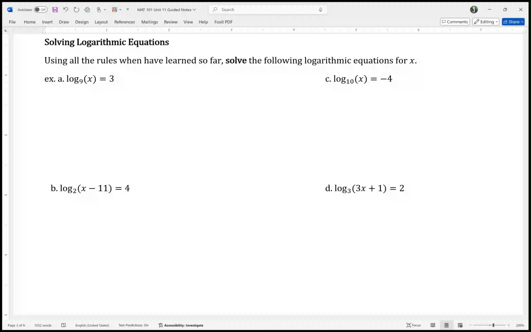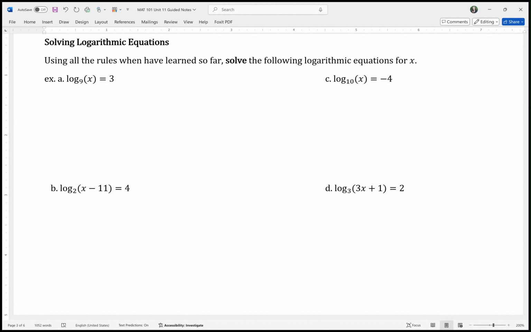Let's look at solving logarithmic equations. So we've learned quite a few rules so far. We're going to use those rules to solve and actually find the answer for x. As a general rule, one thing you can do is if it's in logarithmic form, change it to exponential form, which we've learned how to do. And if you are still confused about that, go look for one of my other videos.